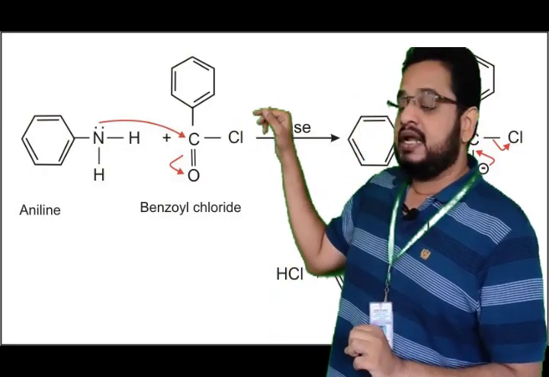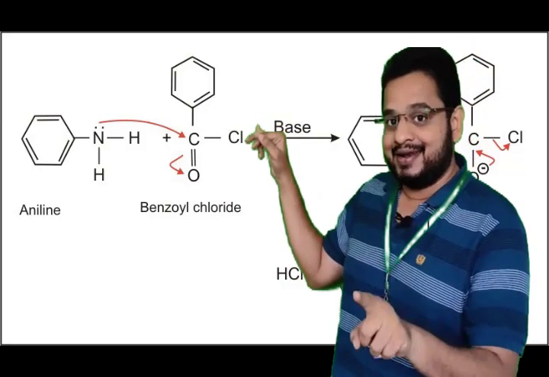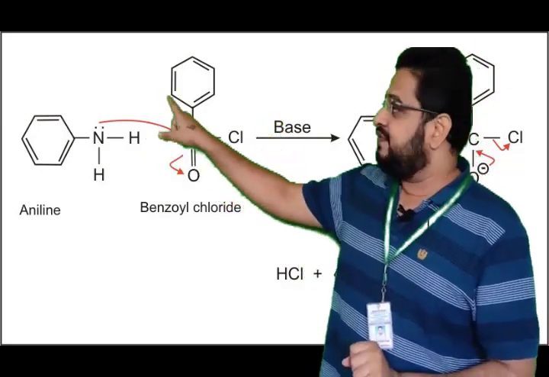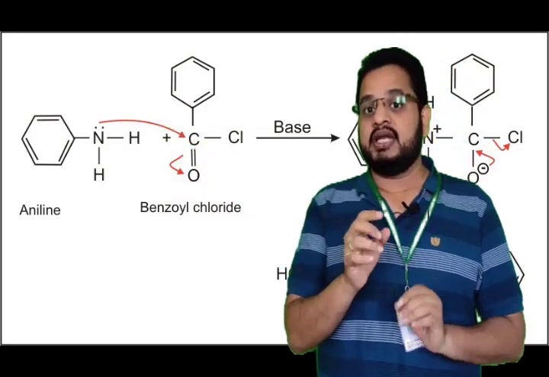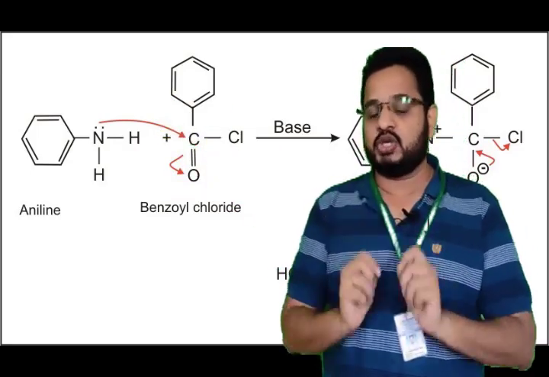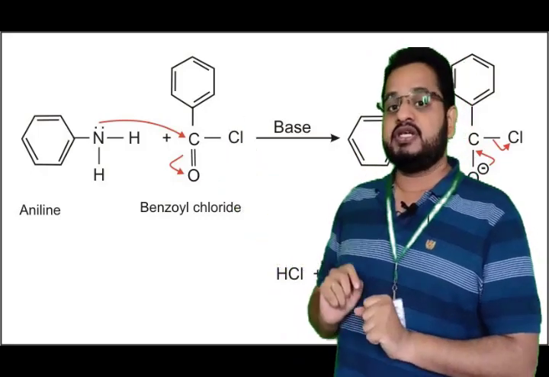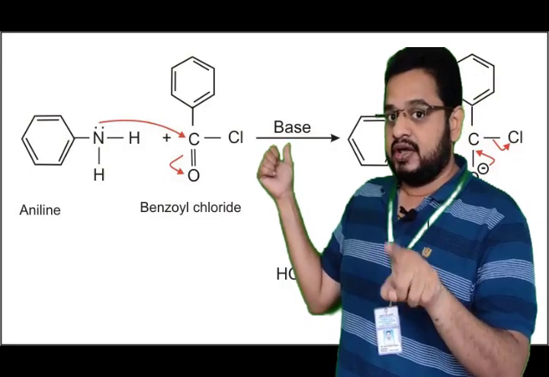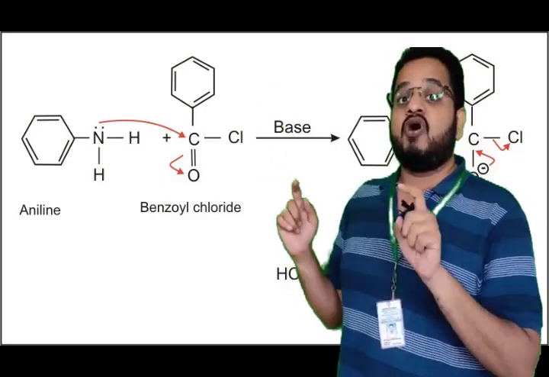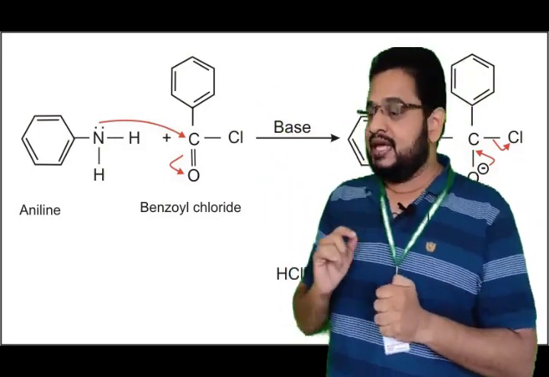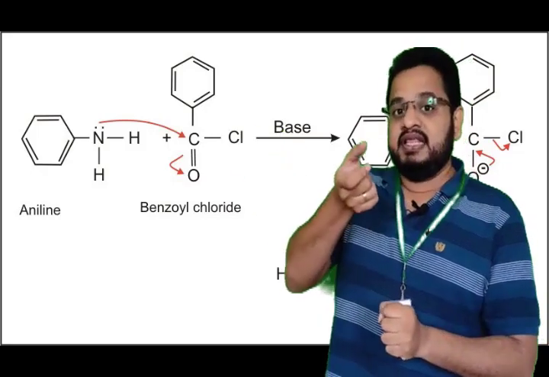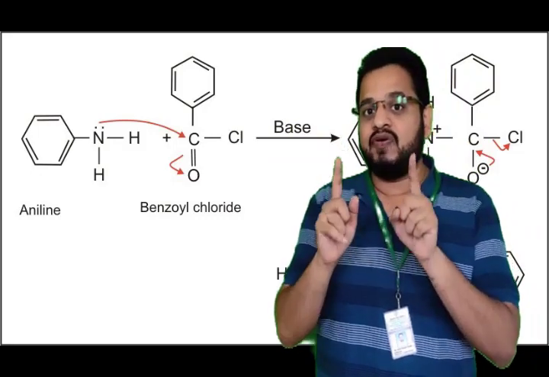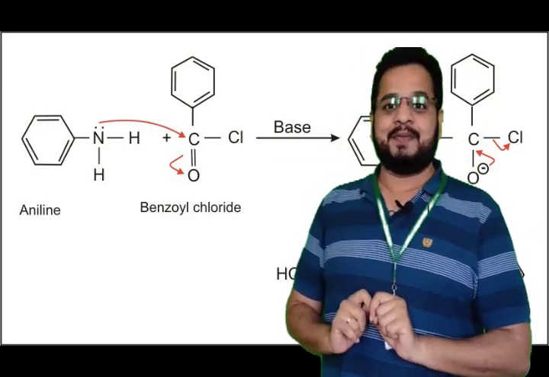Once the carbon is forming the carbocation in the benzoyl chloride, at the same time this aniline is having nitrogen, and this nitrogen is having a lone pair of electrons. This lone pair of electrons will be donated by the nitrogen to the carbocation, which is electron deficient, forming a bond. You see, the bond has been formed between the NH group and the CO group, that is the formation of the amide linkage.